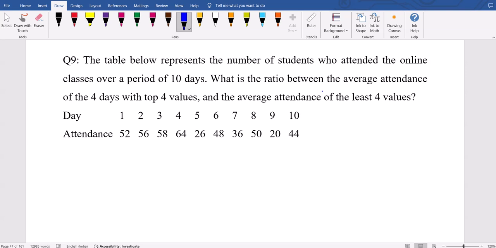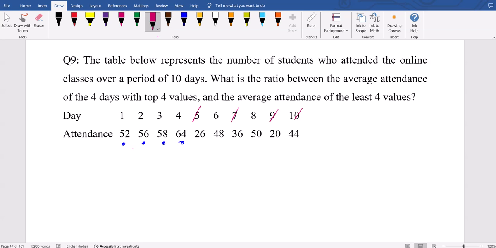What they have given is the ratio between the average attendance of 4 students with top 4 values and least 4 values. So out of these 10, we need to decide the top 4 and least 4. The top 4 is 64, 58, 56, 52. Fine. The least 4, 20, 26, 36 and 44. Right.